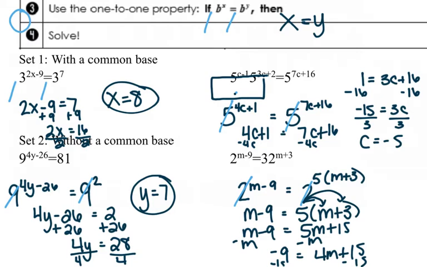So now I have negative 24 equals 4m. And then the last thing I'm going to do is divide both sides by 4. So I get m equals negative 6. Okay. That was a lot. I went fast. You can rewatch that video as many times as you need to. Do it at your own pace.